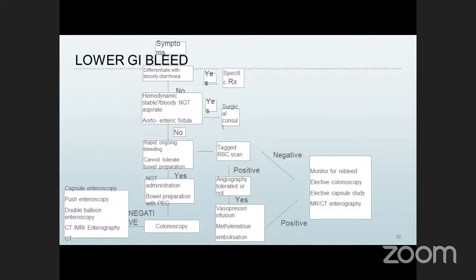specific catheterization of the bleeding vessel, or one can even inject methylene blue, which would help in localizing the site, and later on would help in surgical resection of the offending segment, and go ahead with embolization either way. Rest is that after stabilizing the patient, again monitor for rebleed, and do elective colonoscopy, elective capsule study, or MR or CT enterography at a later stage.